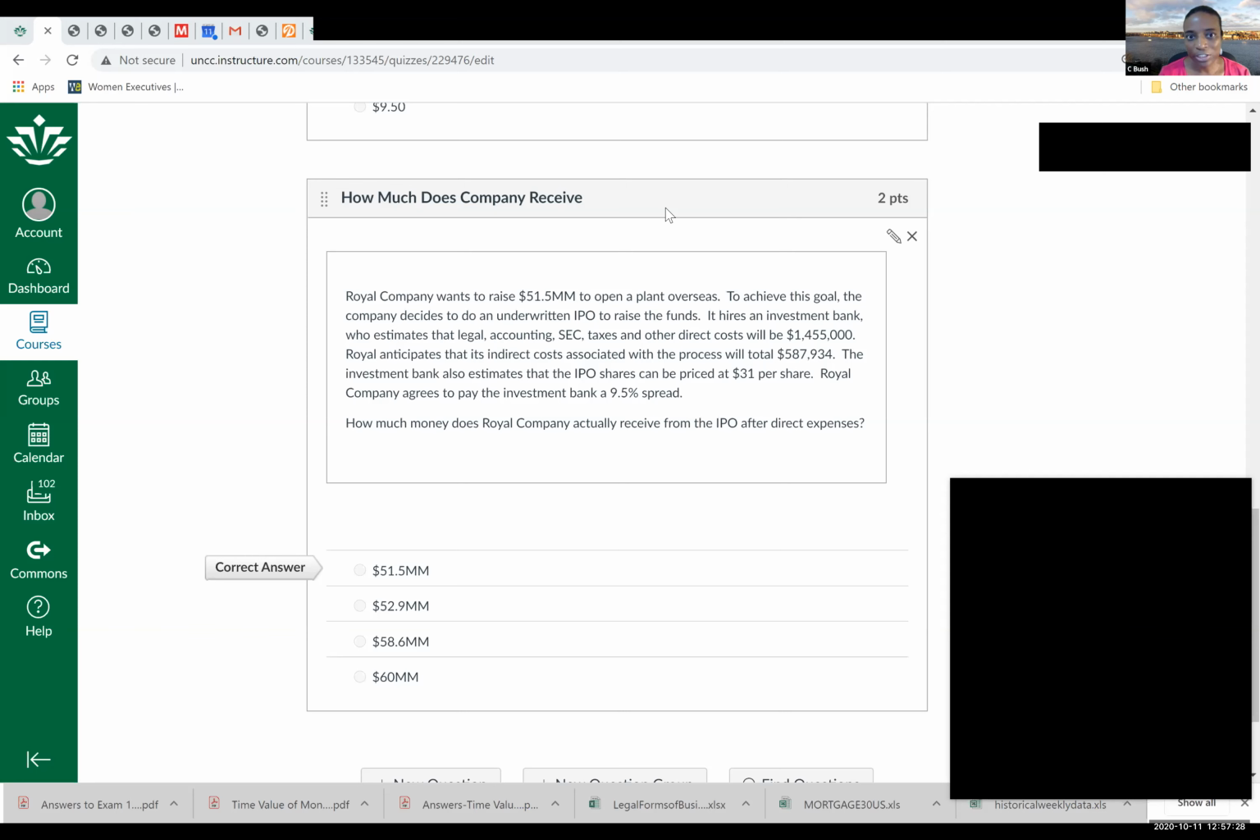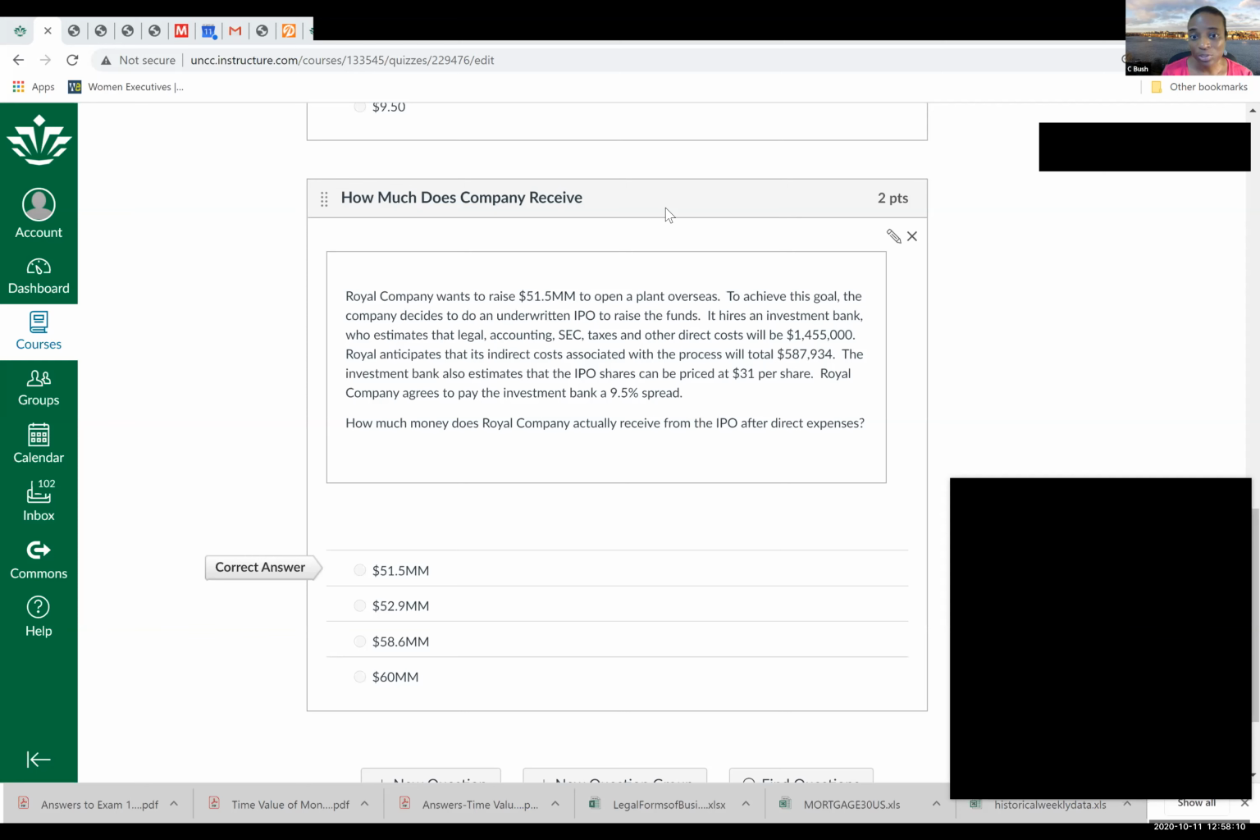So I put this question in here because I wanted everybody to see the very first sentence says the company wants to raise 51.5 million. So that's how much they want to have. Now, they need to pay all these direct expenses of $1,455,000. They also have to pay the investment bank. So because of that, they actually need to raise more than 51.5 million, so that they have enough money to pay those people. And then after they pay the investment bank and all the expenses, what they want to have left is 51.5 million. So for this question, you actually didn't need a calculator.